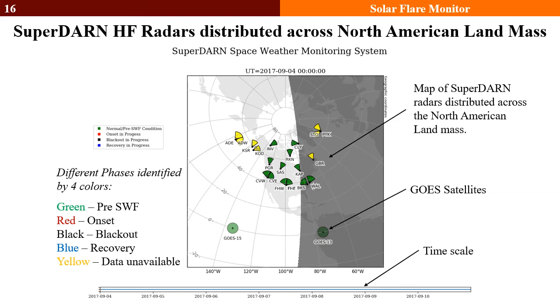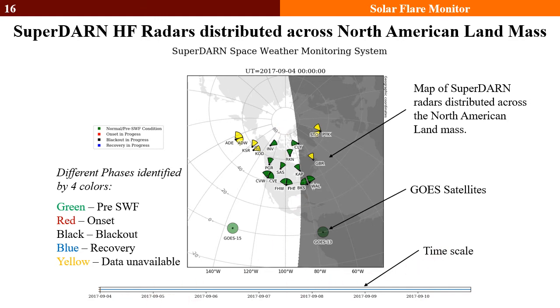So here is a typical image of the northern hemisphere with all the radars laid over. Most of the radars are on the North American landmass, and we use this map of distributed radars to find out what happens when a solar flare occurs. Green shows the pre-shortwave fadeout or normal condition, red shows the onset, black shows the blackout, blue shows the recovery, and yellow shows data unavailable from the radar. The bottom of this image shows the time scale.